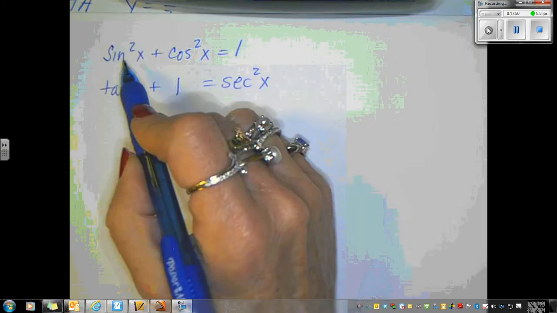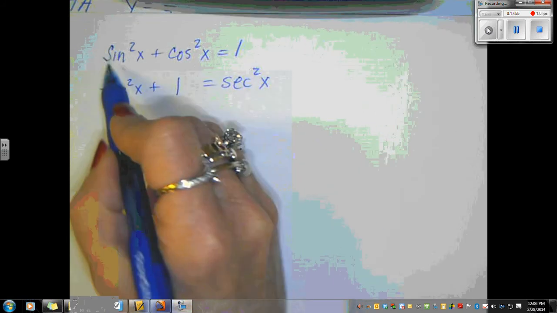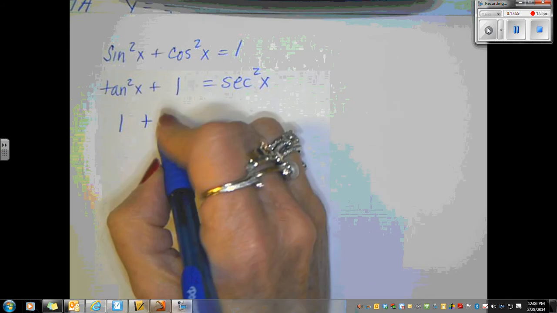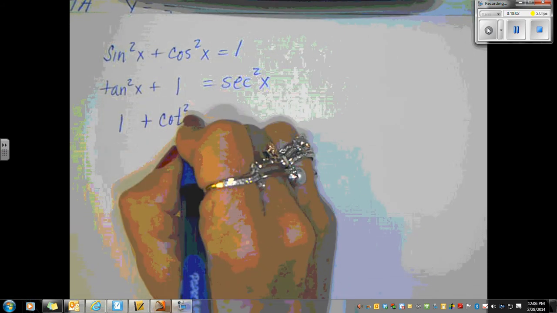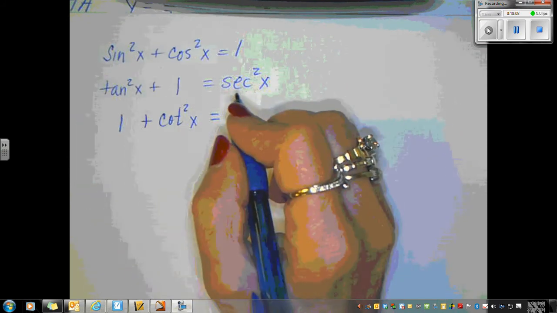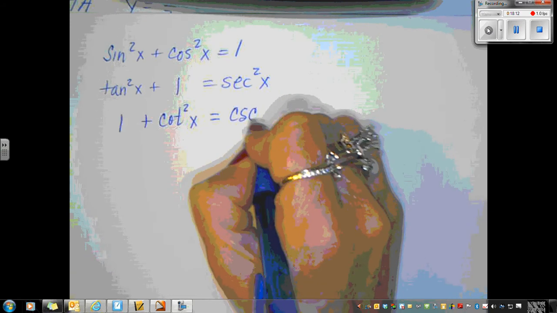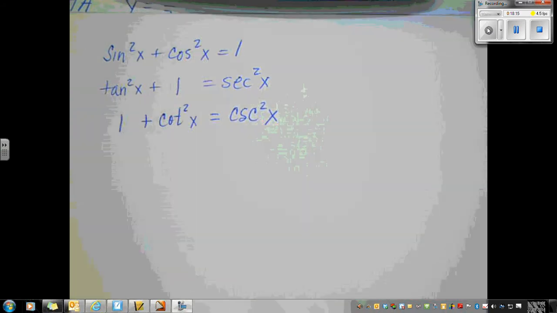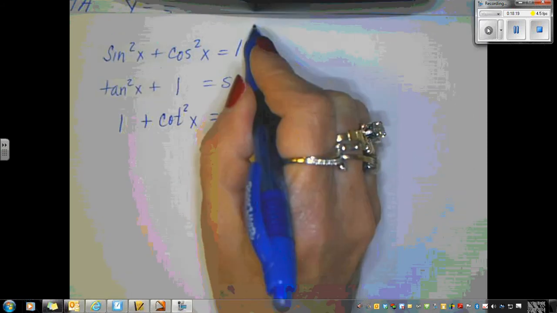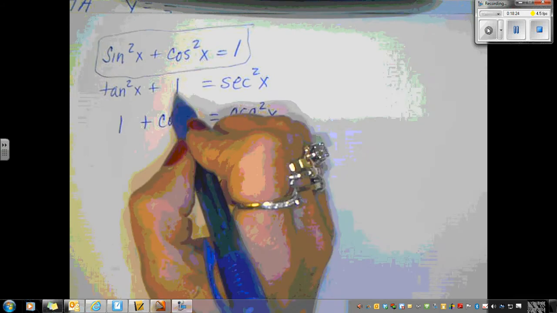If I take this original one and now I divide everybody by sine, what do I get? Sine over sine is 1. Cosine squared over sine squared is cotangent squared equals 1 over sine squared, which is cosecant squared x. So those are the 3 identities. The only one you really need to memorize is the first one, and then if you just do division, you can get the other 2.